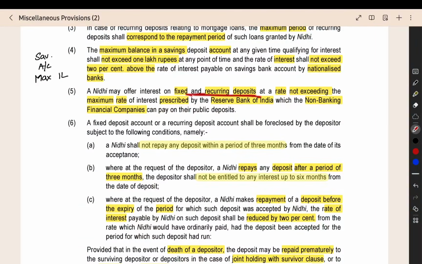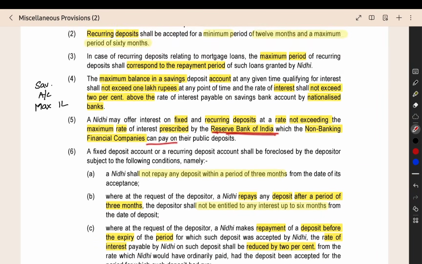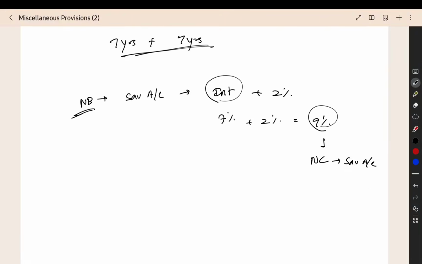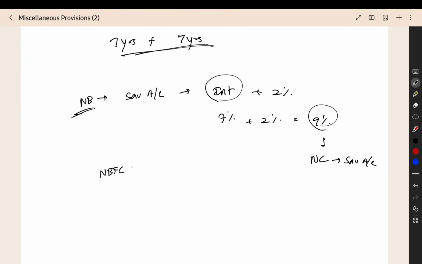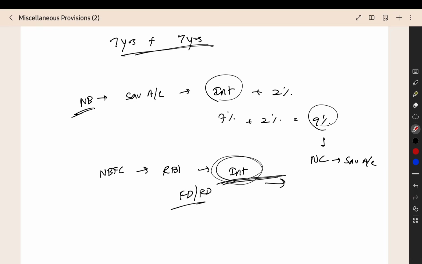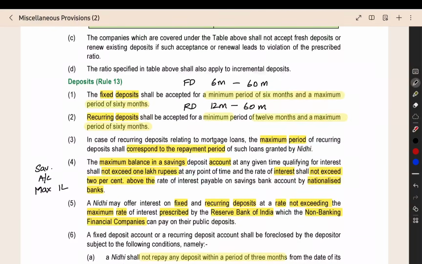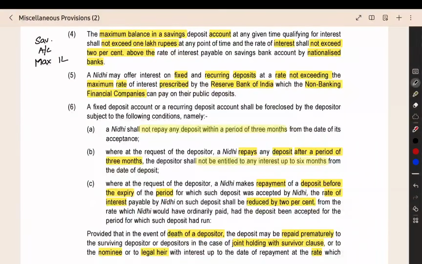Fixed deposit and recurring deposit: for that also there is a maximum cap on the interest rate. That is the interest rate prescribed by the RBI for NBFC, so not exceeding the maximum rate for NBFC prescribed by RBI. For NBFC, RBI prescribes the interest rate for the FD and then the RD. Maximum, this only you have to follow. This is the maximum rate that you can give as interest on the FD or RD also. Same limit as the NBFC.